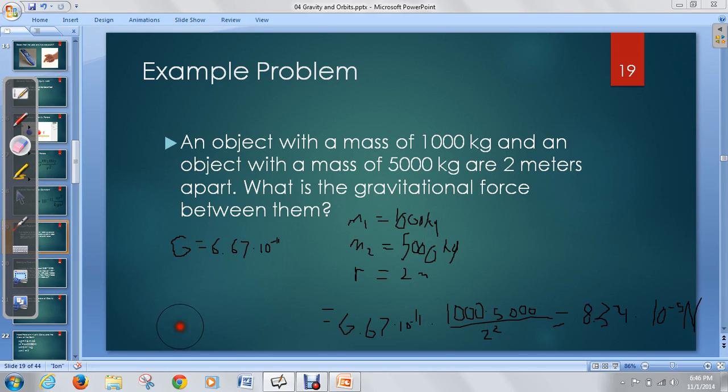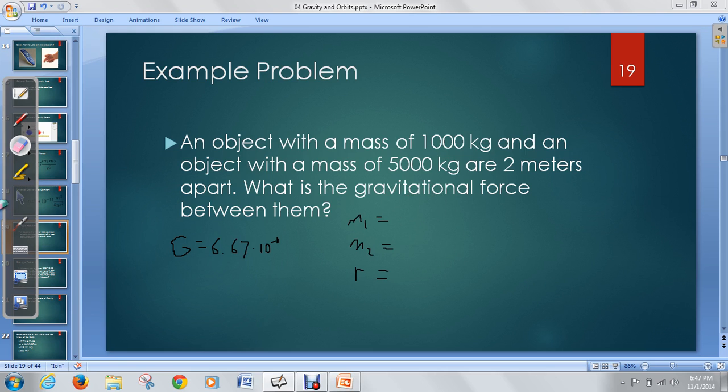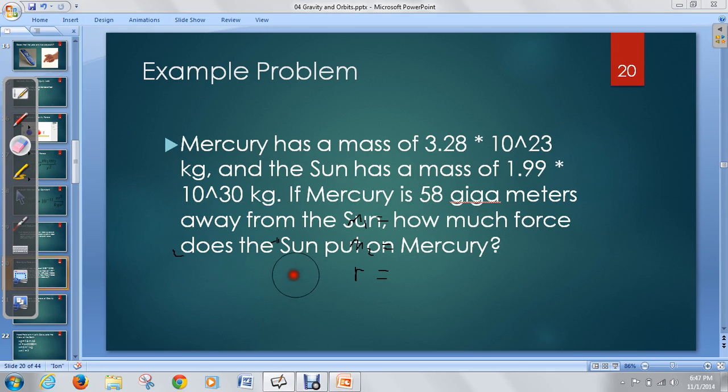All right. Well, let's say the masses aren't so small. Let's say we have, for example, Mercury and the Sun. Okay, Mercury is a fairly large planet. The Sun's a fairly large planet. Okay, and if you look at their mass, Mercury is 3.28 times 10 to the 23 kilograms, and the Sun has a mass of 1.99 times 10 to the 30 kilograms. And Mercury is 58 gigameters away from the Sun. Okay, giga meaning a billion, right? 58 billion meters away from the Sun.